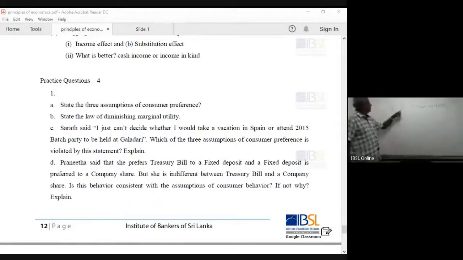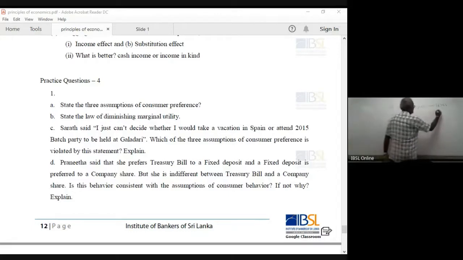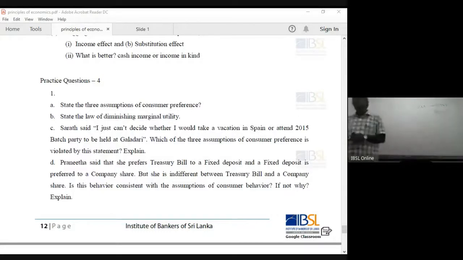Treasury bill is preferred to FD, and FD is greater than CS. Therefore, FD should be greater than CS. But what is the answer? She said treasury bills and CS are indifferent. That is the answer. She is not rational. Her preference is not consistent. Why? Because of this, she violates the assumption of transitivity.